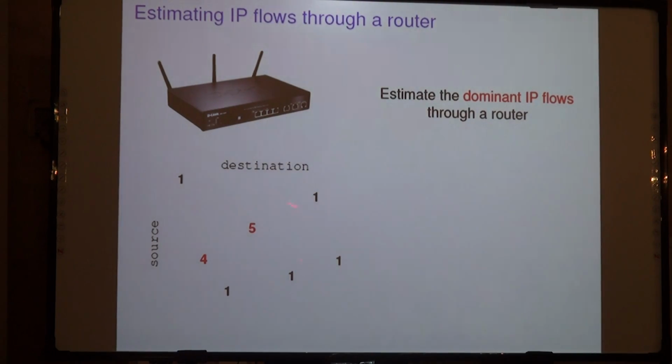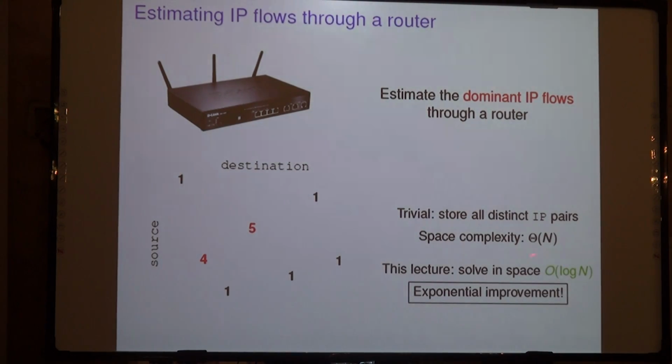And for example, in this situation, we had a few source destination pairs that just exchanged a single packet, and 2 of them exchanged 5 packets and 4 packets respectively. So say if our k is 2, then we want to know what exactly was the source destination pair. What were the top guys who were communicating the most? Good. So the trivial solution would be to store all distinct IP pairs. And this will lead again to complexity that is in the worst case linear in the number of source destination pairs. We will get order log n complexity if k is 1, if k is constant.